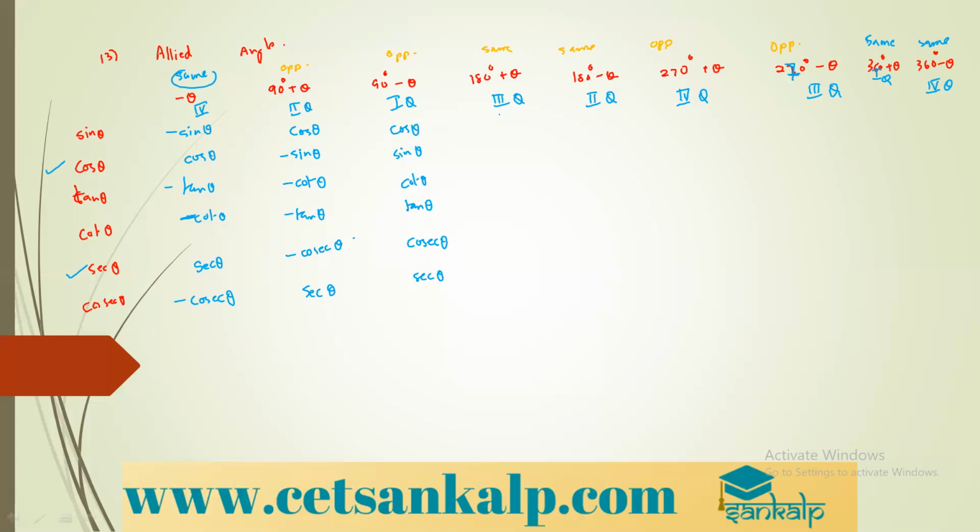Next, in the third quadrant, same. And tan and cot are positive, same and positive: tan theta, cot theta. Remaining all are same and negative: minus sine theta, minus cos theta, minus secant theta, minus cosecant theta.